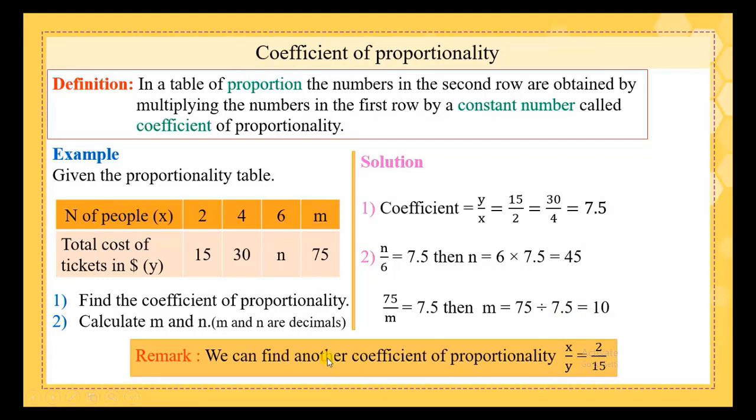Remark, we can find another coefficient of proportionality, that is x over y, equal to 2 over 15, which is the inverse of the first coefficient y over x.